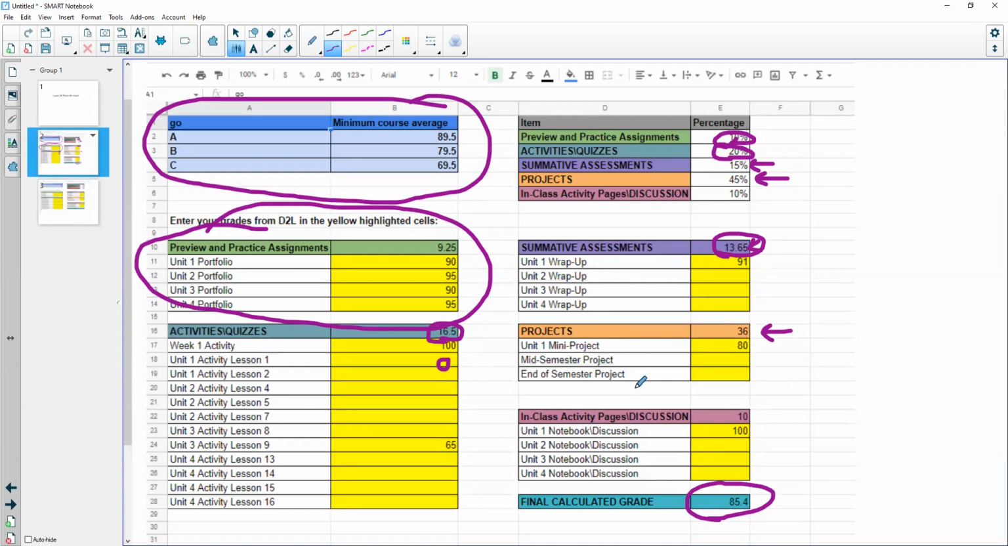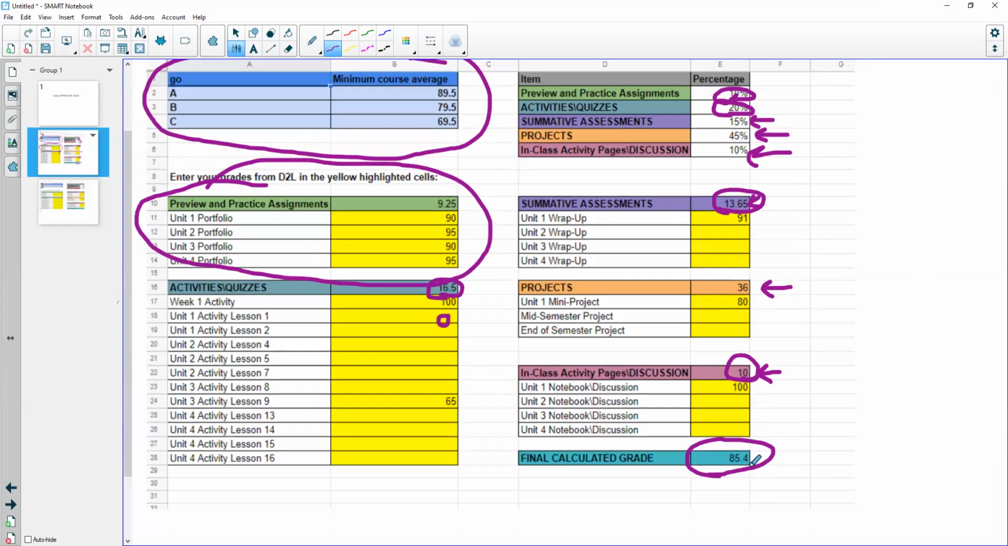And then the in-class activities, the notebooks or the discussions, you would be getting a total of 10%. So if all of these had 100 and you got all 10 points, then you would get all 10 points added to your score for a total of 85.4. Now, good news is this spreadsheet grades your work for you.